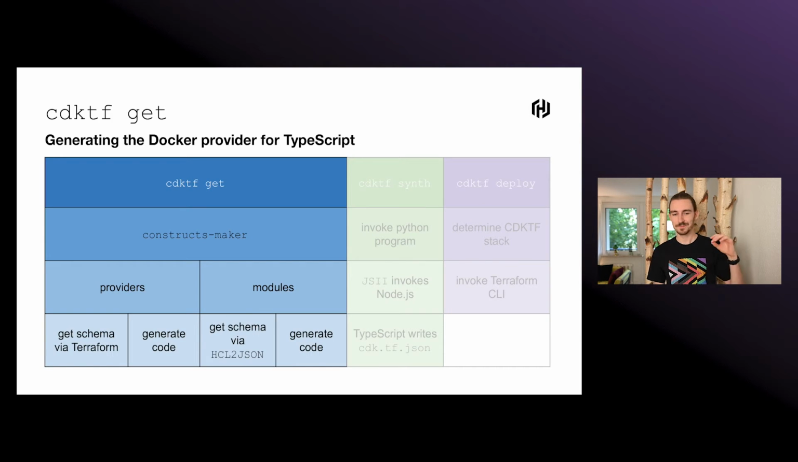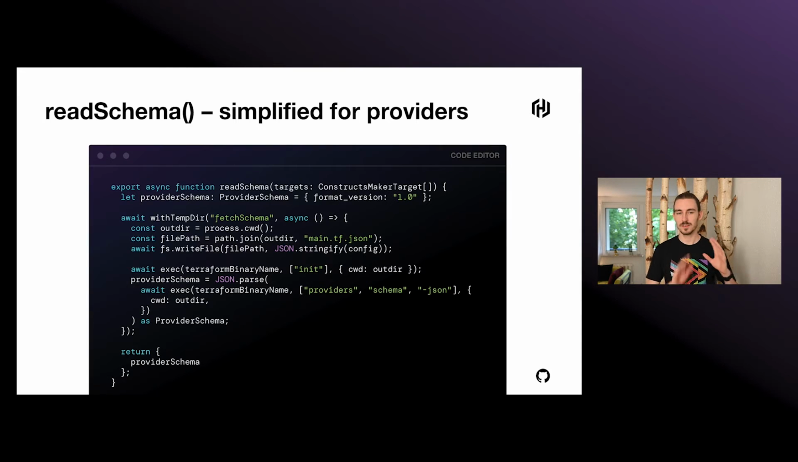If you remember, for the providers, the first thing at the bottom left will be to get the schema via Terraform. So this is readSchema, and it does both, providers and modules, but it's simplified for the providers now. I removed all code for the modules, and this is the version for the providers only. What it will do is create a temporary directory, and there it will write a main.tf.json file containing a definition of all the modules used, so that we can invoke the Terraform binary we have.